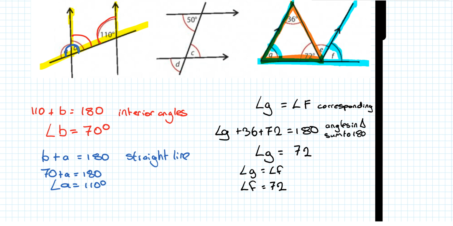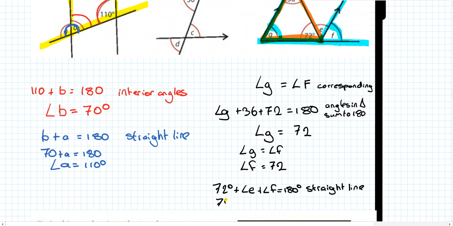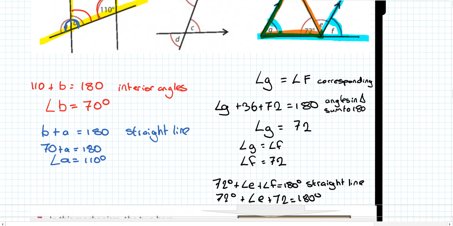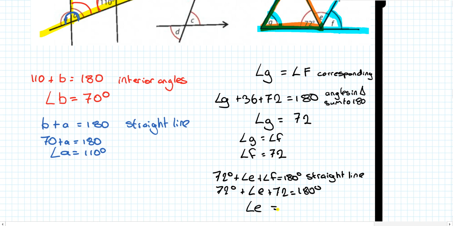We know that we have a straight line here. So that means 72 degrees plus the angle E plus the angle F is equal to 180 degrees, straight line. So that's 72 degrees plus E plus 72 degrees is equal to 180 degrees. So we just need to take 72 away from 180 twice. Minus 2 times 72. 36 degrees is the angle E.